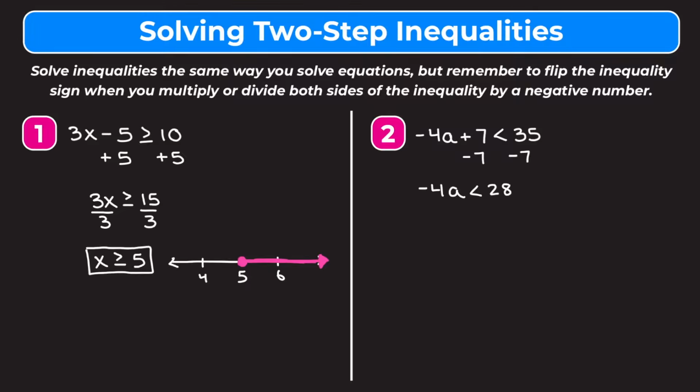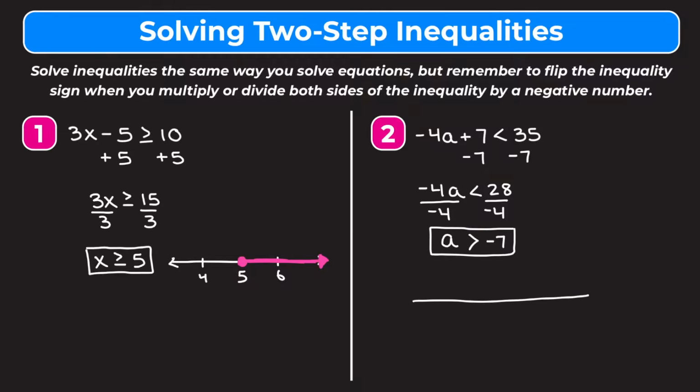Now to get rid of this negative 4 that's being multiplied, we have to divide both sides of our inequality by negative 4. This is where we need to remember our rule about dividing or multiplying by negative numbers. Because I'm dividing both sides by a negative, I have to flip my inequality sign. I'll do that first. On the left, negative 4 divided by negative 4 is a positive 1, so we're left with 1a, which is just a. On the right, 28 divided by negative 4 is negative 7. So I get that a is greater than negative 7.